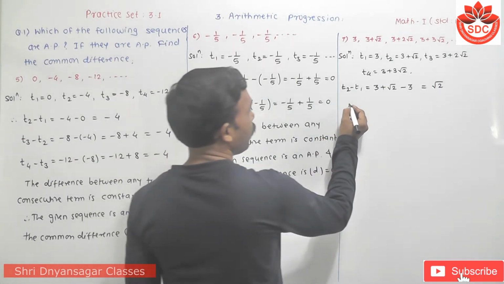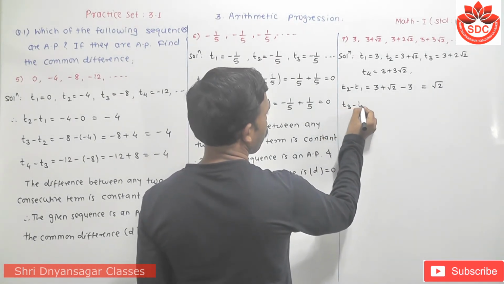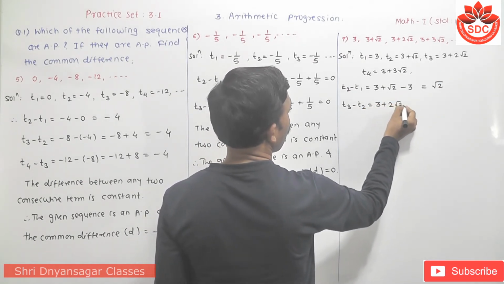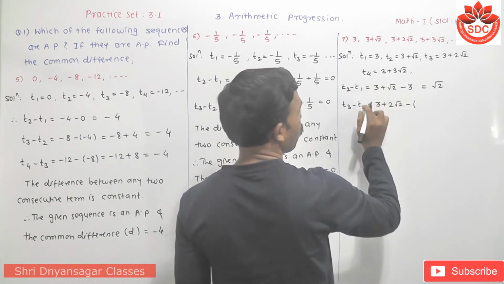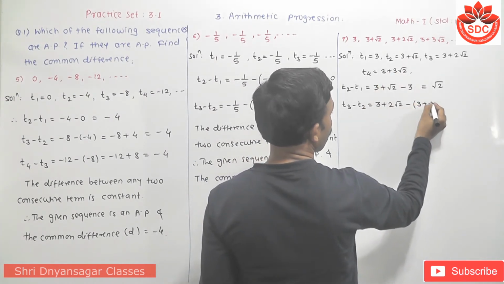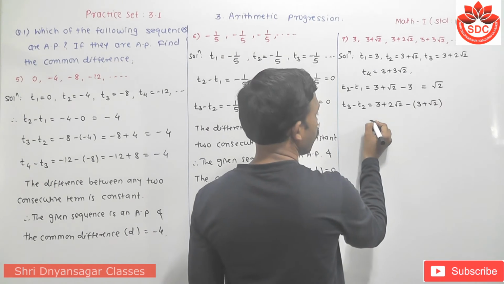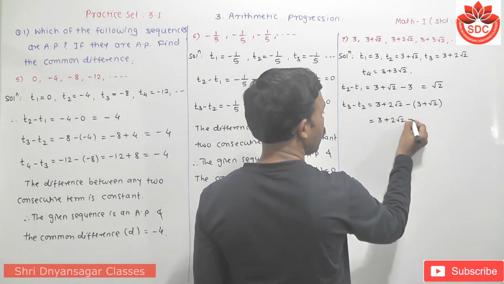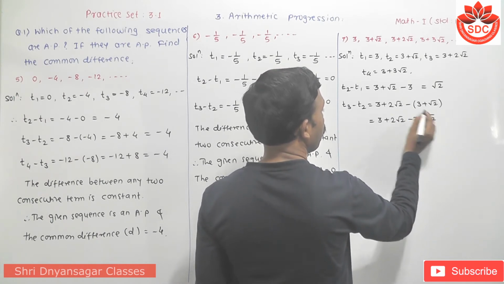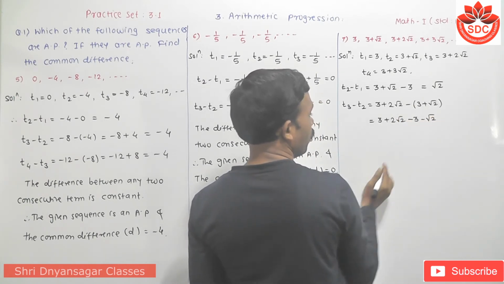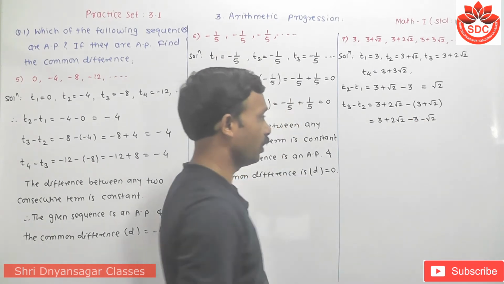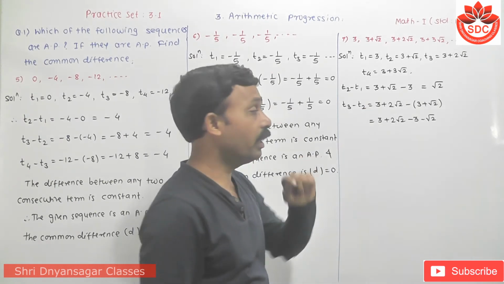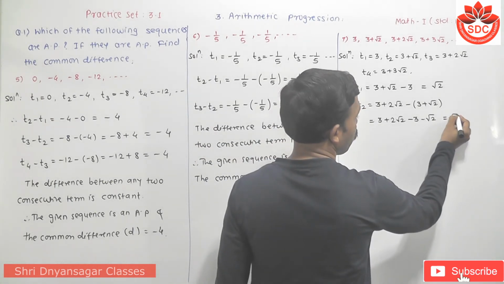Then next one is T3 minus T2. Look carefully, T3 is 3 plus 2 root 2 minus, so we take T2 in bracket here, 3 plus root 2. Students, when we subtract, we change all signs of this bracket, meaning minus 3 and minus root 2. Then these 3 get cancelled. Plus 2 root 2 minus 1 root 2, it becomes only root 2. That is equal to root 2.